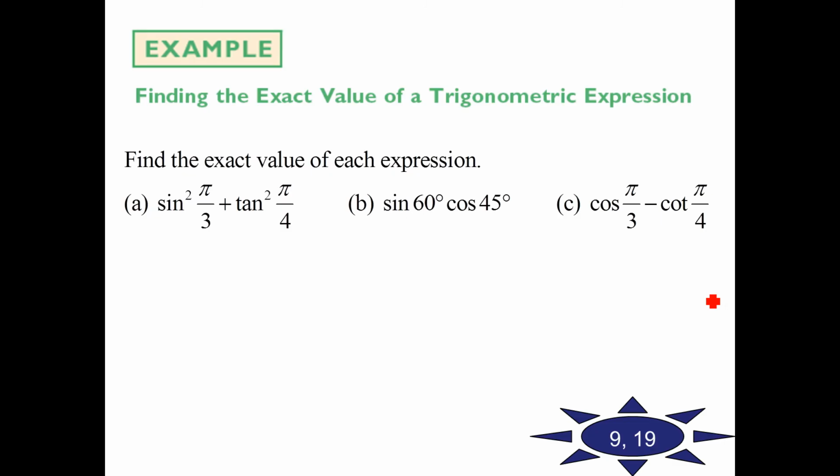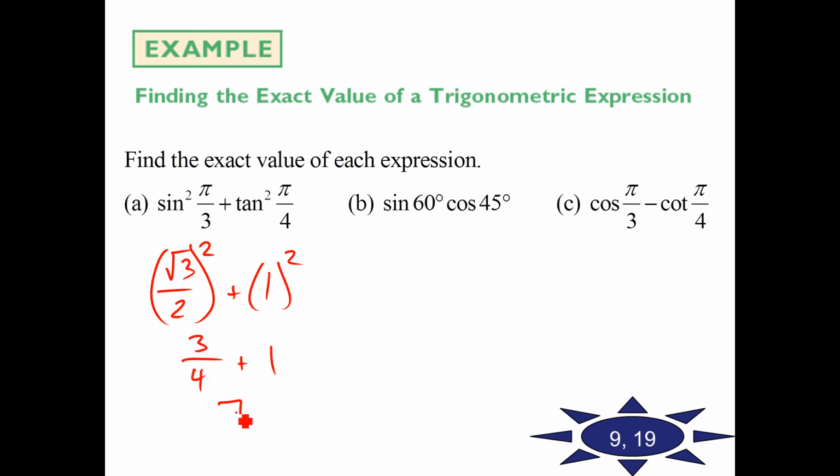Sine squared of pi over 3. So sine of pi over 3 is the same as sine of 60, which is root 3 over 2. If you don't believe me, go check your table. And we're going to square that, plus the tangent of pi over 4 squared. Tangent of pi over 4 is 1, and 1 squared is still 1. And so what do we have here? Root 3 over 2 squared is just going to be 3 over 4 plus 1. We end up with 7/4.